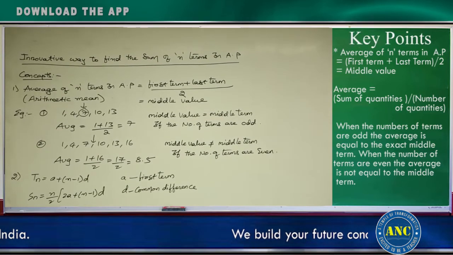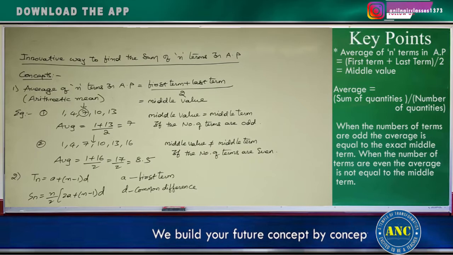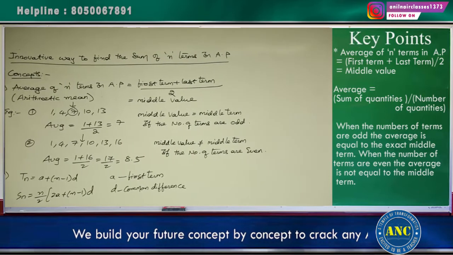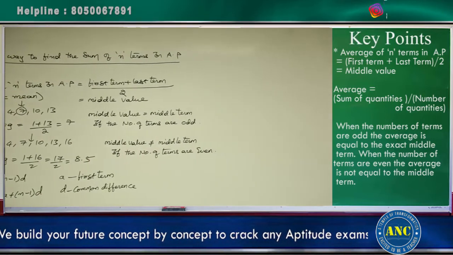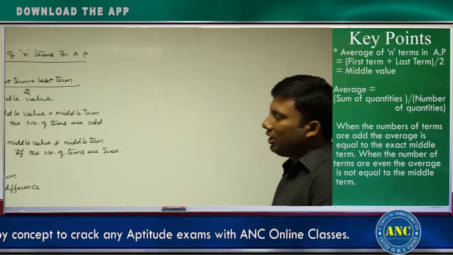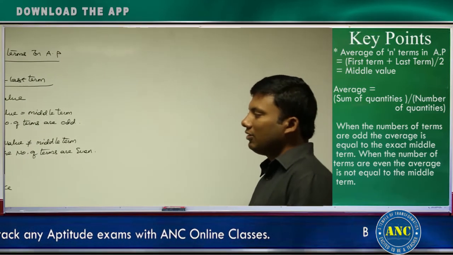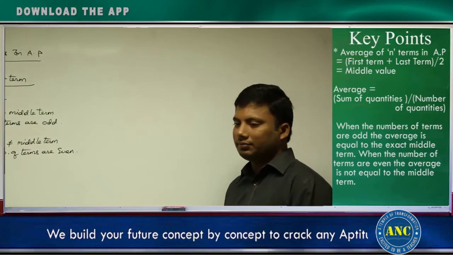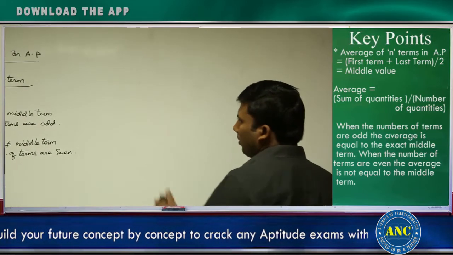Average of n terms in arithmetic progression is first term plus last term by 2, which is nothing but the middle value. Middle value will become the middle term if the number of terms is odd. Middle value will not be the middle term if the number of terms is even. Problems.